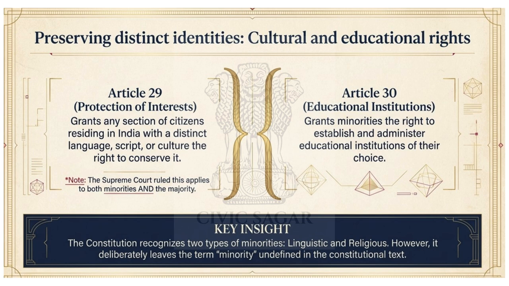Article 30 focuses on educational institutions. It gives minorities the specific right to establish and administer educational institutions of their choice. Here is the key insight to remember for your exams. The Indian Constitution explicitly recognizes two types of minorities, linguistic and religious. However, it deliberately leaves the actual term, minority, completely undefined anywhere in the constitutional text.